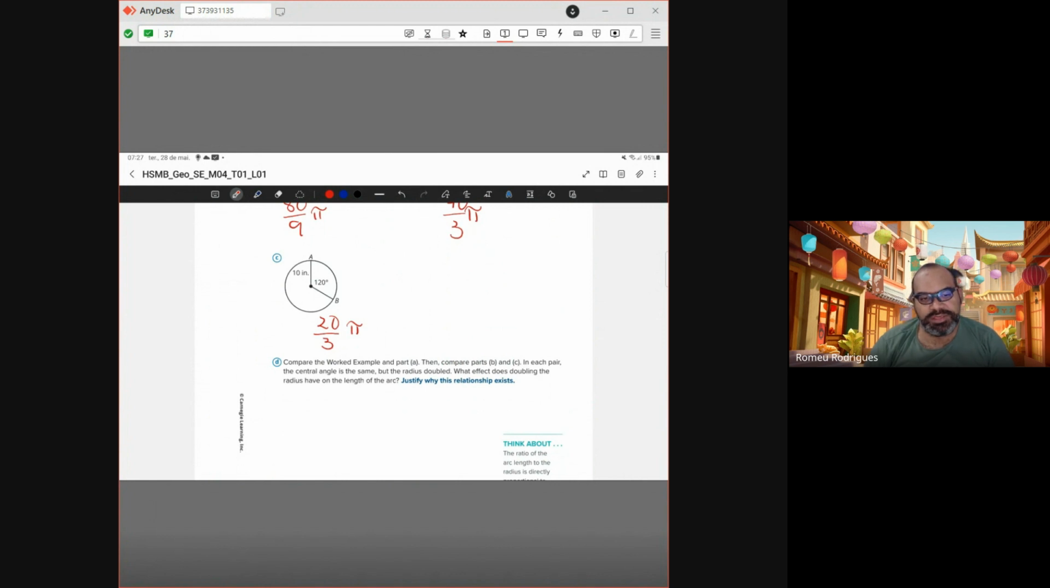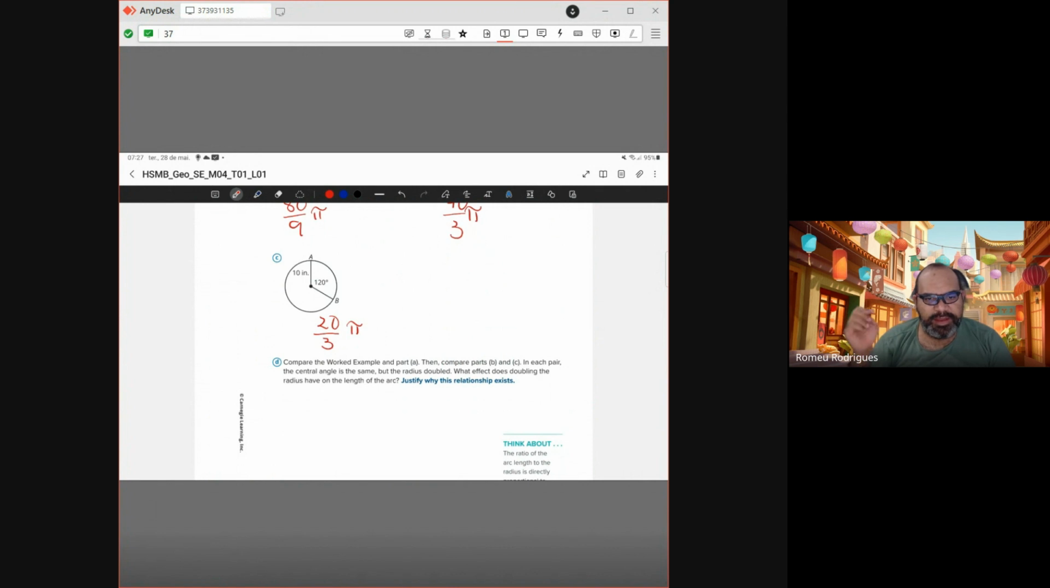Well, we can notice when the radius doubles, what's happened here? Like we go from radius 10 to 20 or something. What's happening here? Because it was 20 and 10 inches, B and C. Well, we notice when the radius doubles, the angle remains the same.